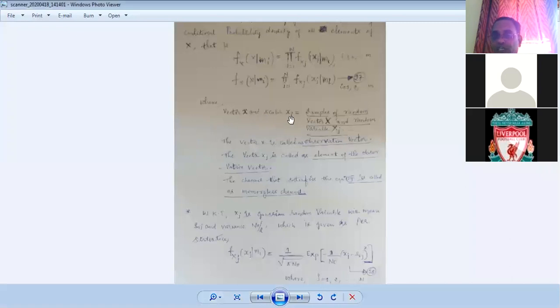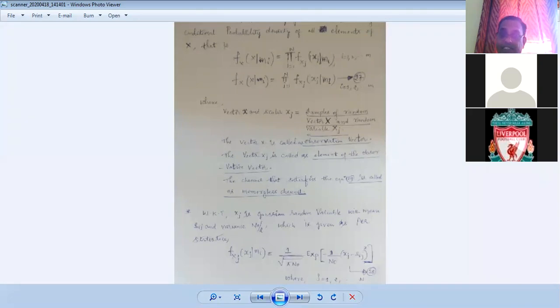But as soon as it comes, the estimation process goes. So capital X is equal to x1, x2, capital X1, capital X2. For each x1 we have taken some value, a scalar, a sample of the random variable. This vector X is the observation vector, x of j. The channel that satisfies this, we call a memoryless channel. I hope you got it.